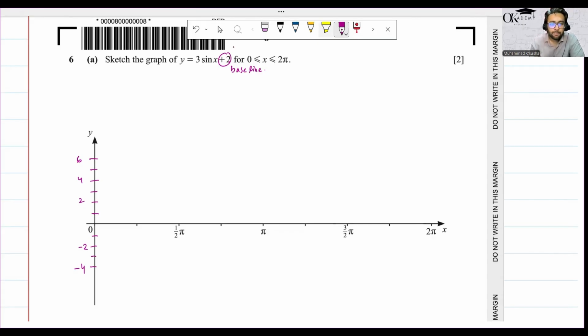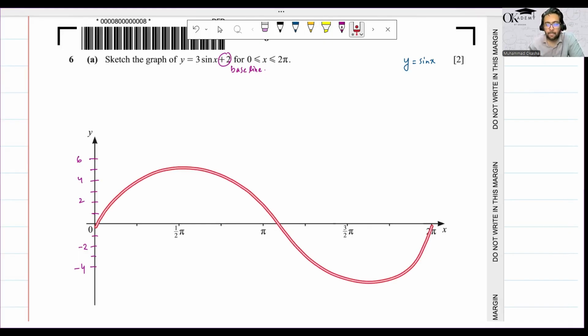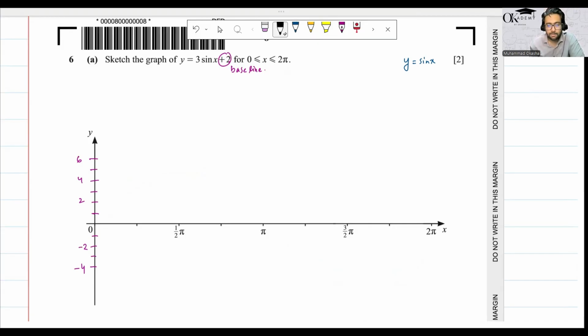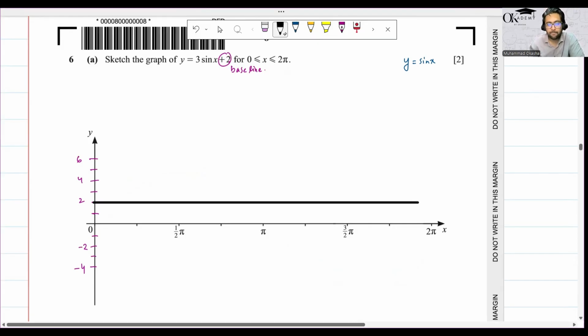Now, the parent function is y equals sine x, which is like this, right? But because we have a +2 over here, we're going to move the baseline. The baseline of the regular parent function is 0. First things first, I'll move the baseline upstairs. So the baseline is 2. That's the baseline I'm starting with.